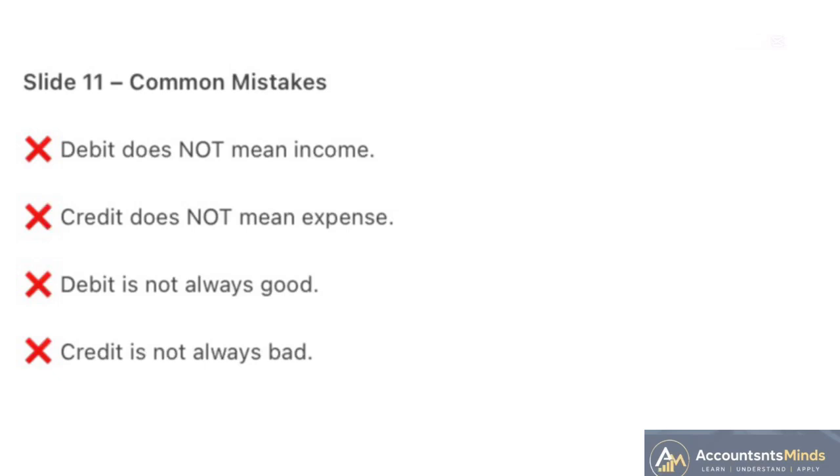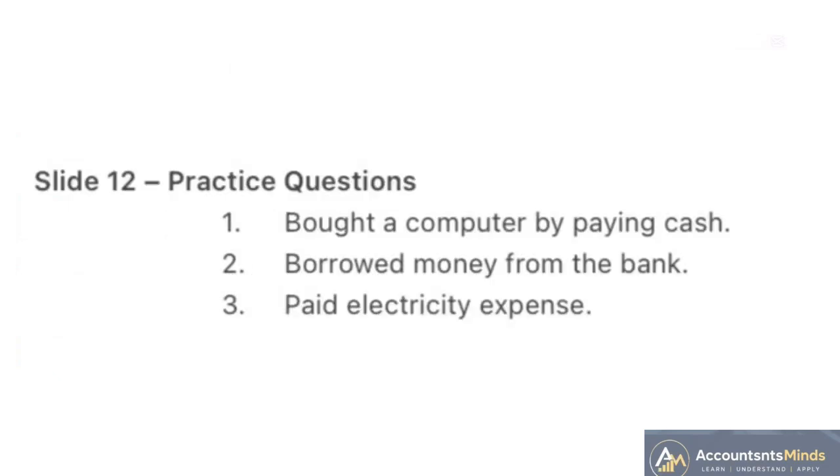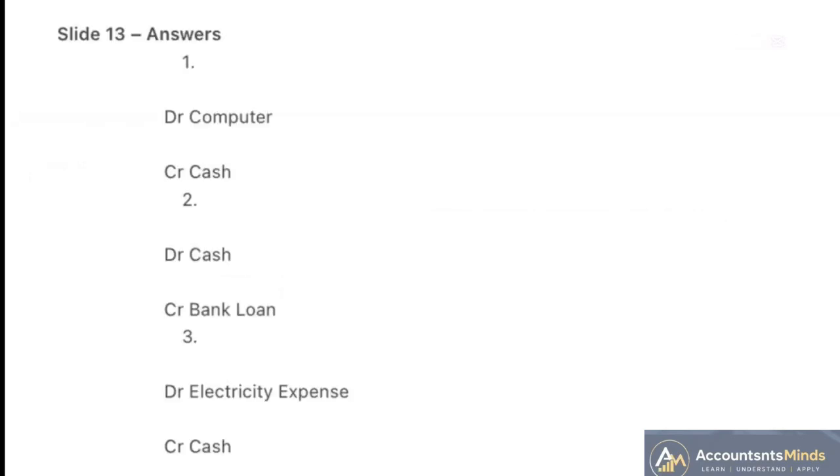Now it's your turn. Pause the video and try to answer these three questions on your own. Think carefully about which accounts are affected, which account increases, and which account decreases. Then write the journal entry. If you got them right, excellent. If not, don't worry. Keep practicing. Accounting becomes easier with practice.